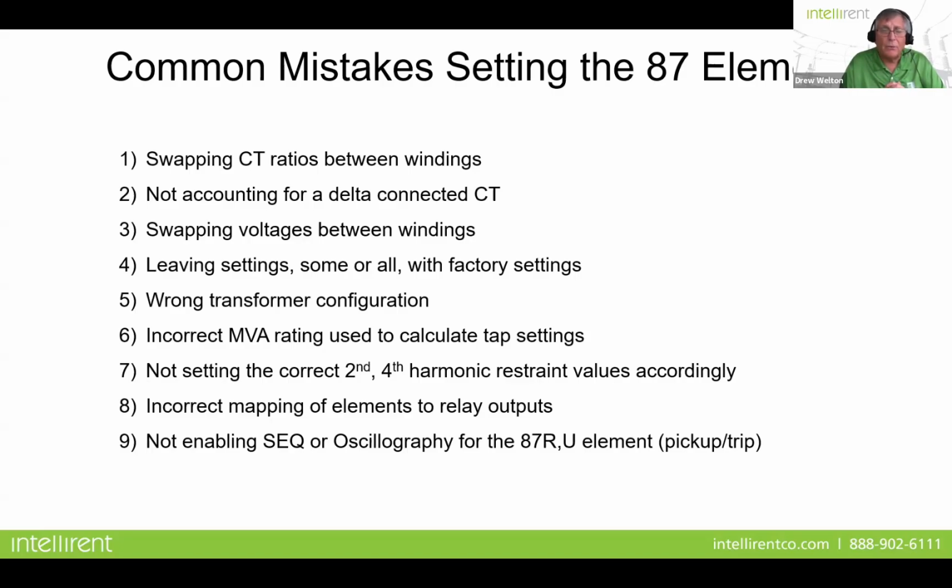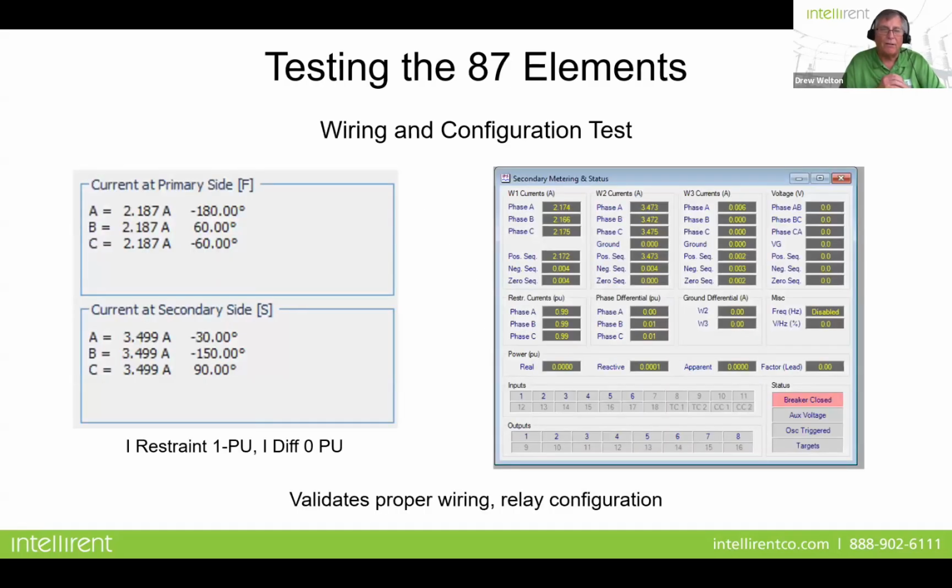Not setting the correct second or fourth harmonic restraint values, incorrect mapping of elements to output contacts, not enabling the sequence of events, the SEQ, the oscillography for these elements as well. It's a very, very important thing to make sure you go back and check the settings to make sure your sequence of events recording is performing properly, as well as your oscillography. So if you're doing a bench test and you create a trip, go back into the oscillography and make sure it coincides with the fault you applied during the testing process.